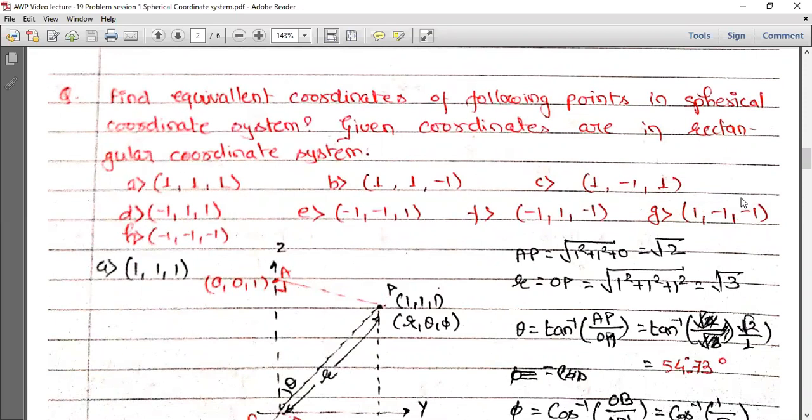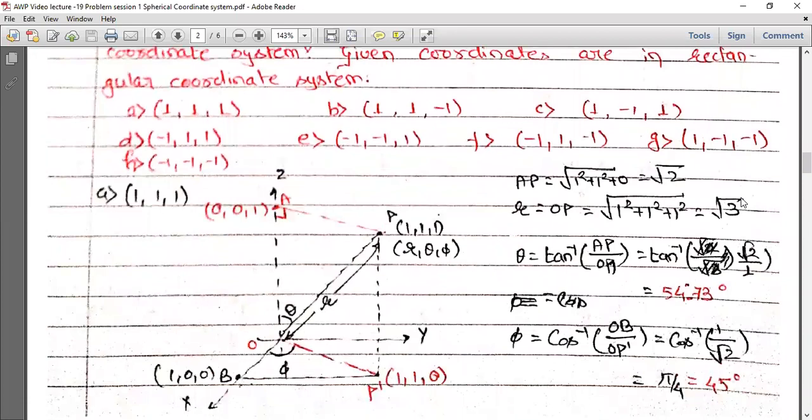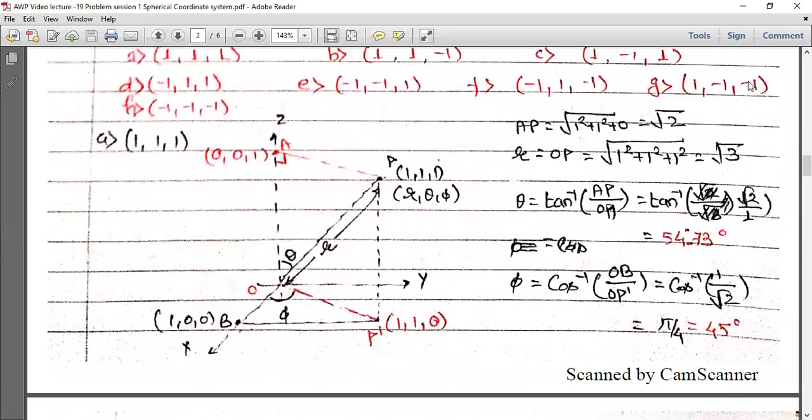Suppose for the first case, for A, which is 1, 1, 1. This is our rectangular coordinate system, X, Y, Z axes, as you can see, and this is the point P, which has coordinates 1, 1, 1, and we have to find the equivalent coordinates of point P in a spherical coordinate system. So the first coordinate of the spherical coordinate system is the distance of this point P from the origin. The origin has coordinates 0, 0, 0 and point P has coordinates 1, 1, 1.